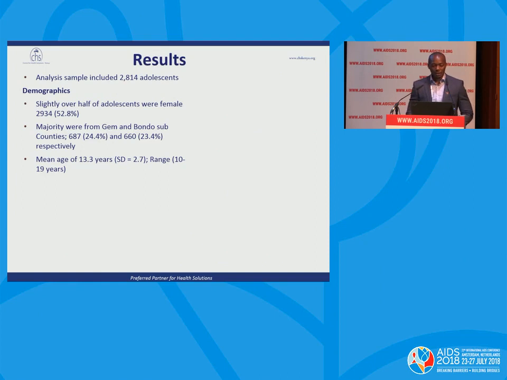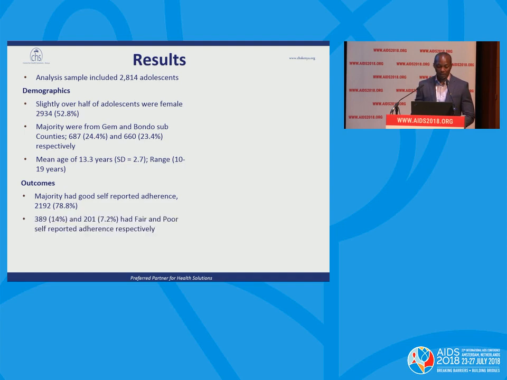Of the 2,814 adolescents, slightly over half were female. The majority were from two sub-counties, Gem and Bondo, and the mean age was 13.3 years. Self-reported adherence was good for most of these adolescents at 78.8%, and those who had fair and poor adherence self-reports were 14% and 7.2% respectively. About 61% of the adolescents had achieved viral suppression, defined as viral copies less than 1,000.